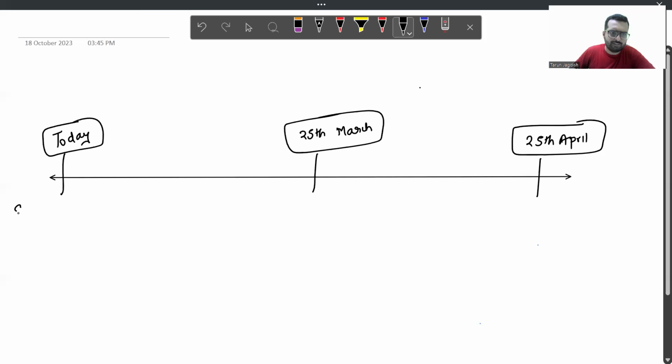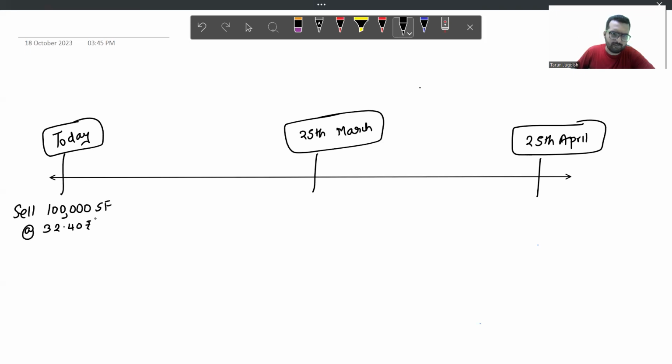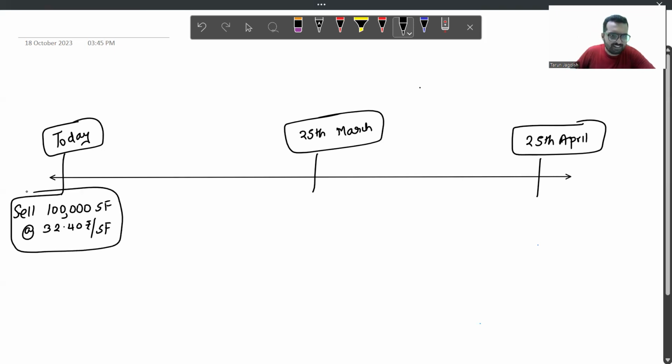So here you have sell 1 lakh Swiss franc. Not much, but there is a... Thank God it's closed down. Let's continue quickly. So sell at 32.40.